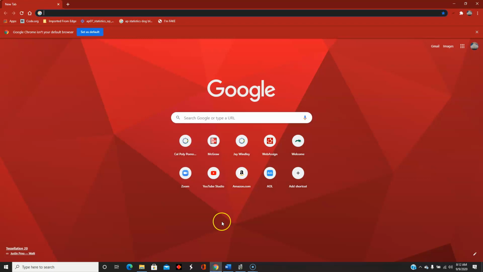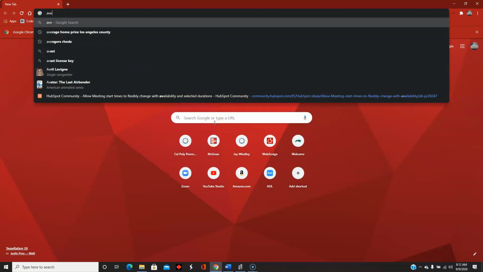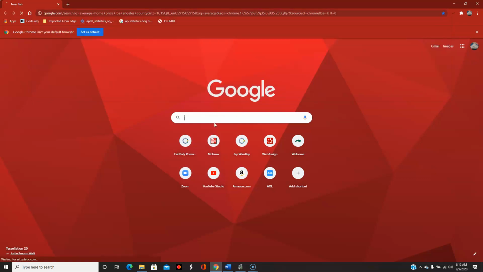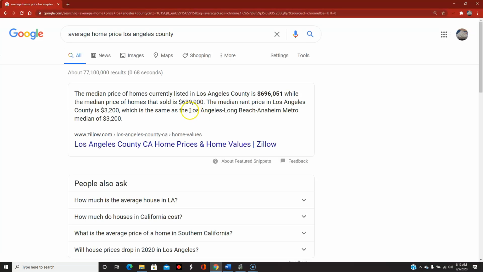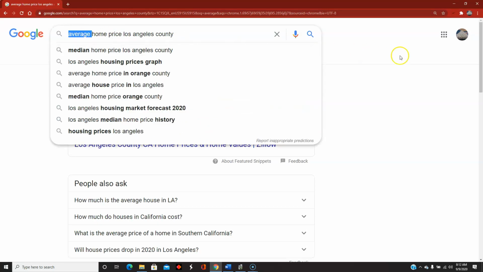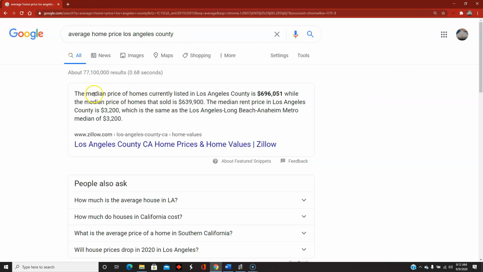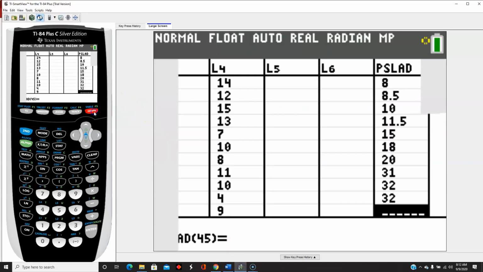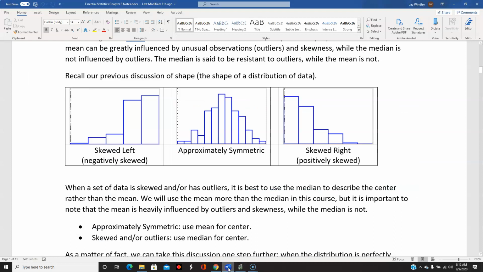And I was talking about how this happens with most things involving money. If I just look up average home price in LA County, the quote unquote average home price, notice I use the word average, they are almost always going to report this as the median home price, because median is a better measure of center than mean is when the data is skewed to the right.